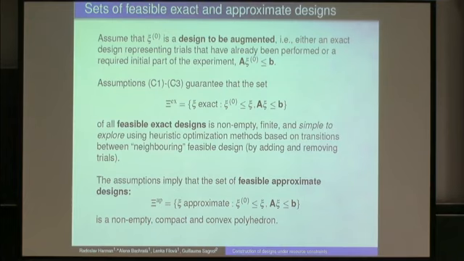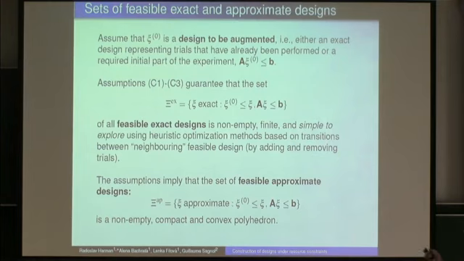Using an optimization method based on transition between neighboring feasible design points. If we had general linear constraints, then unfortunately we might have some islands of exact designs such that we cannot transform from one exact design to another exact design without violating some of the constraints if we just add one or delete one design point. This is not the case for resource constraints. So it's a particularly nice class of constraints for heuristic methods.